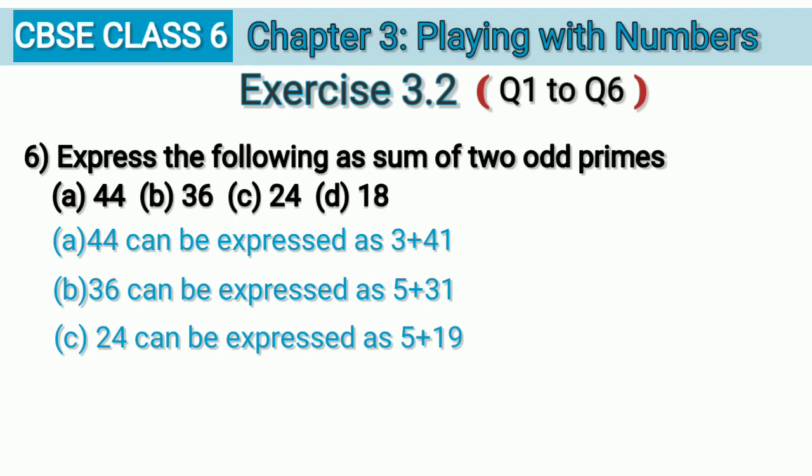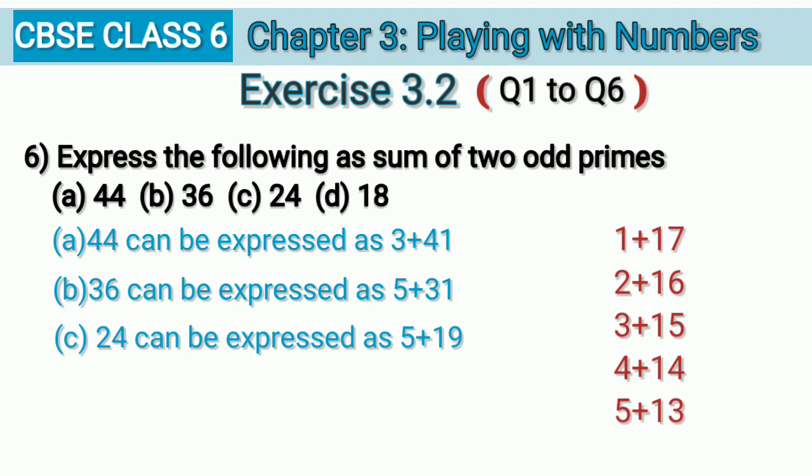Let us now express 18 as a combination of two odd prime numbers. 18 is the sum of 1 plus 17, 2 plus 16, 3 plus 15, 4 plus 14, 5 plus 13. Among all these combinations, 5 plus 13 is the combination which has two prime numbers and both are odd numbers. So 18 can be expressed as 5 plus 13.